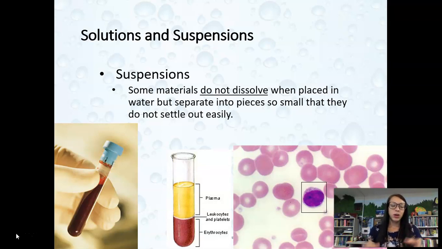So, for example, if we need your blood and we need to separate it out into its components, because it's a suspension, we can actually do that quite easily. So when you go and you donate blood, your blood can be separated into its various components, red blood cells, white blood cells, plasma, platelets, all of that kind of stuff, because it's a type of suspension.